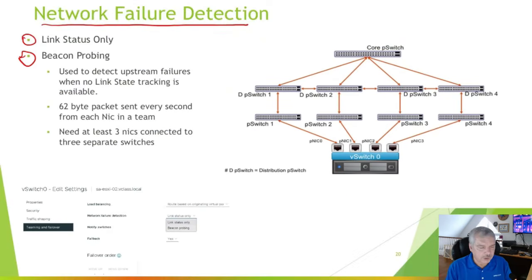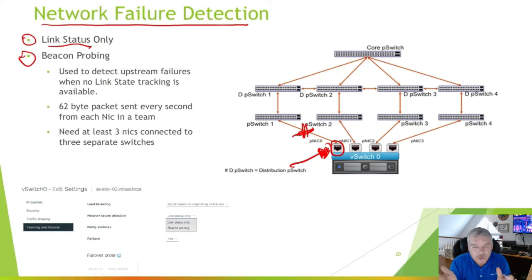So link status, when I look at this picture here, the ESXi host is looking at the link state of that NIC. In other words, is the link light on? Yes, it is. Great, it's good. No, it's not. Somebody's broken that cable or unplugged it. The link's out. It's bad. So fail over to the other ones.